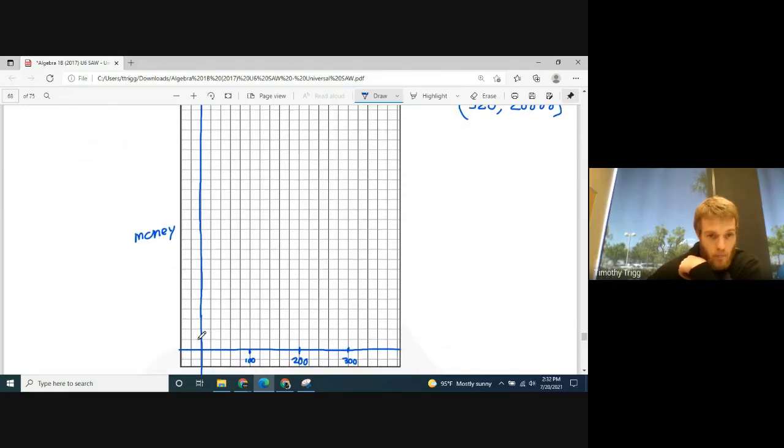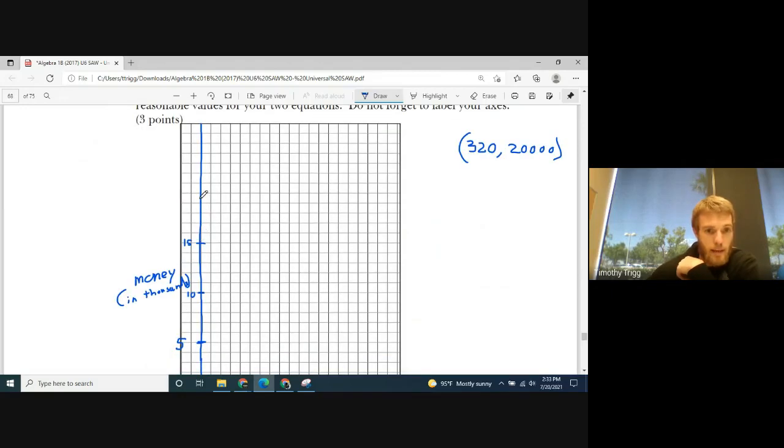So 1, 2, 3, 4. This would be 5,000. Money. We'll put in thousands. Okay, 5, 6, 7, 8, 9. Here's where 10,000 would be. 11, 12, 13, 14, 15,000. 16, 17, 18, 19, 20,000. 21, 22, 23, 24, 25,000. Okay.